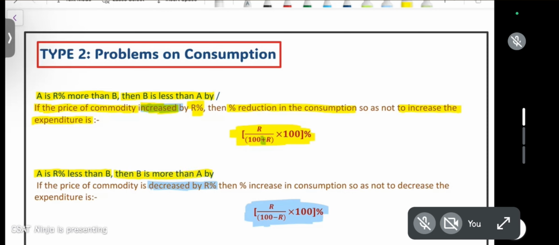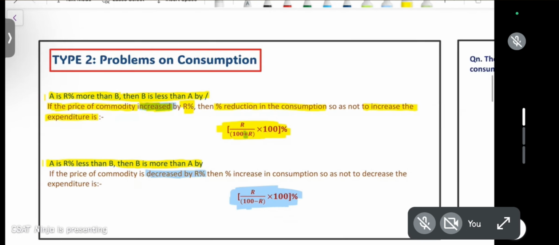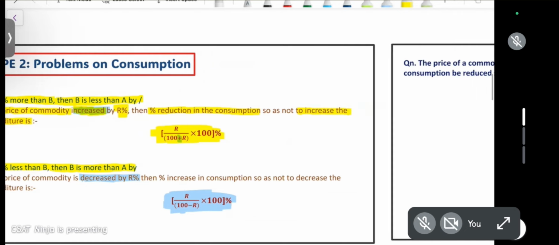A question based on this was asked in the recently held exam in SSB. I don't know whether it was this one or this one, and I couldn't get the exact question, so you can cross check. It was based on this one. So let's try some questions based on this.